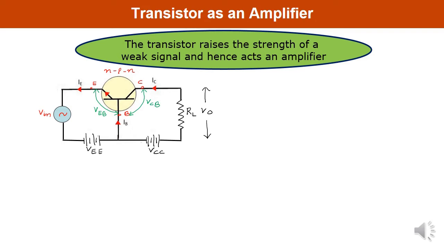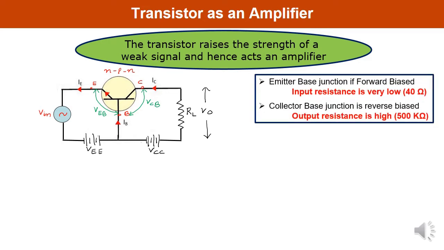Now you have to understand this. The emitter base junction must be forward biased, and here the input resistance is very low, of the order of 40 ohm, while the collector base junction is reverse biased. You are taking the output across the collector base junction and the output resistance is high, of the order of 500 kilo ohm. So you must note down both of these points.